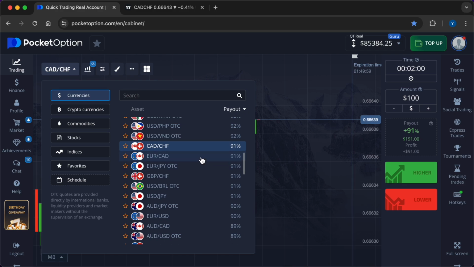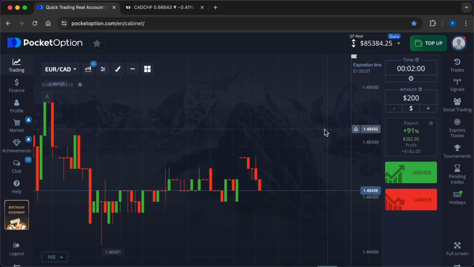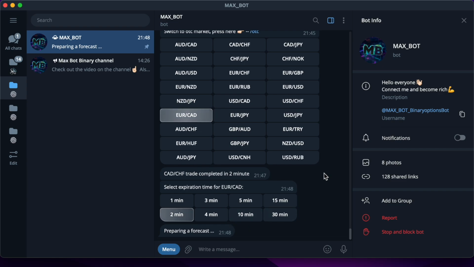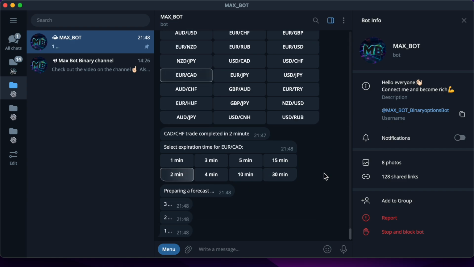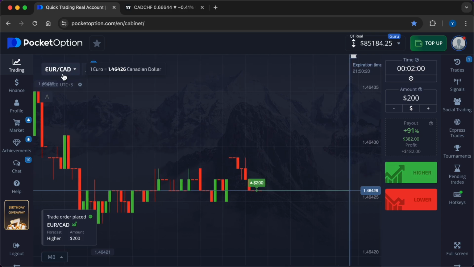I will work with the variant Euro, Canadian dollar. The market entry amount will be doubled. $200. 3 seconds and the robot is already giving us a signal. Higher. The news has a strong influence on this currency pair.